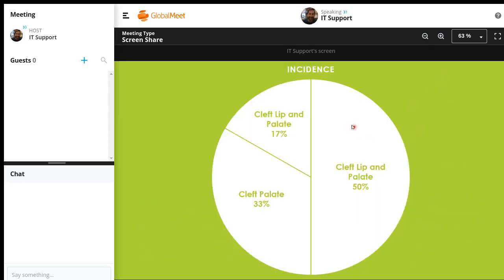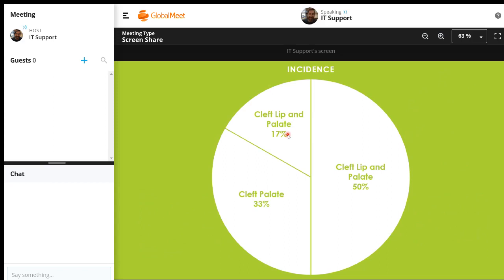So here we have the incidence. 50% have both cleft lip and palate. 33% is a cleft palate. And this should be cleft lip, which is 17%. Excuse me.